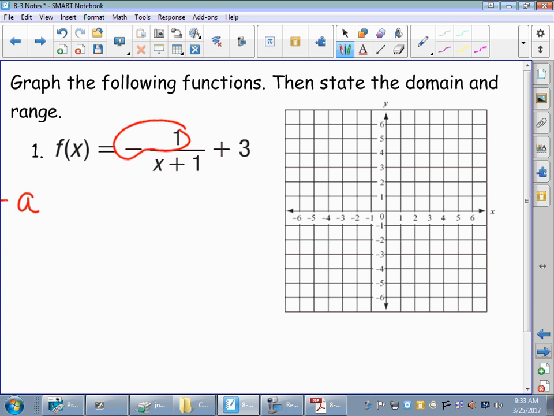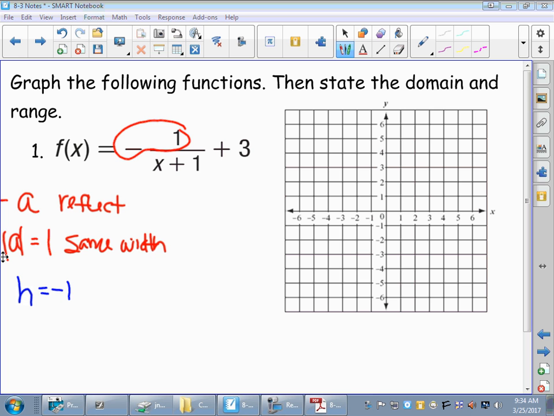So a negative A tells me we're going to reflect. The A value equal to 1, or the absolute value is equal to 1. And so that means that we're just going to be the same width as the parent. We don't have to worry about any compressing or stretching. The H value in this case is -1 because of the x plus 1. That's actually H is equal to -1.